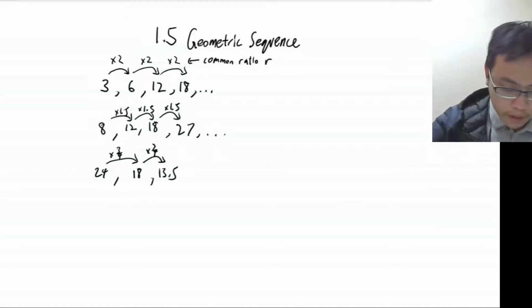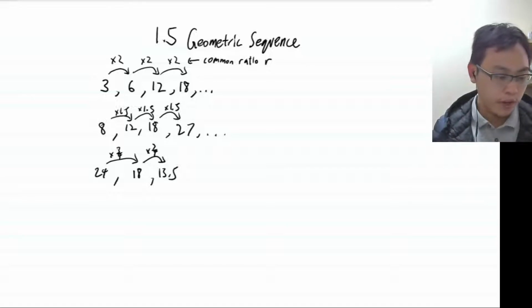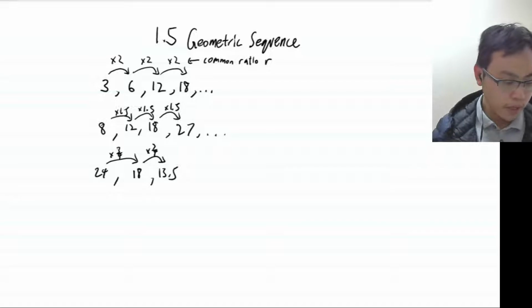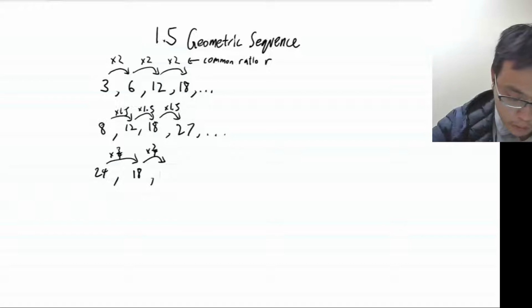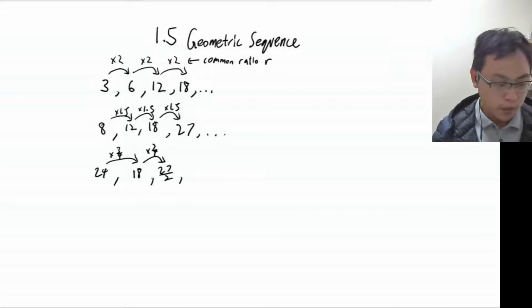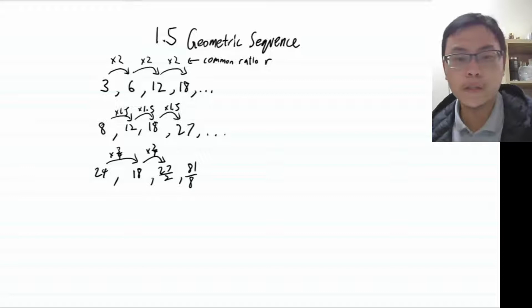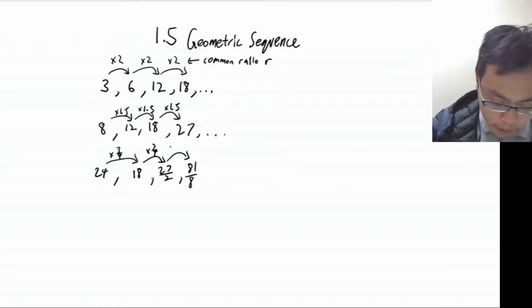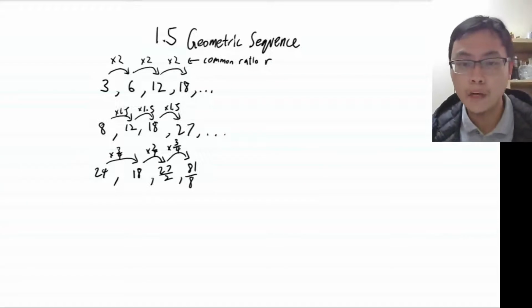If we continue to multiply by 3/4, we can have fractions. Maybe we can write 13.5 as an improper fraction, 27/2. And if we continue to multiply by 3/4, we would get 81/8, and so on. So this is a geometric sequence where every successive term is multiplying by the same common ratio.